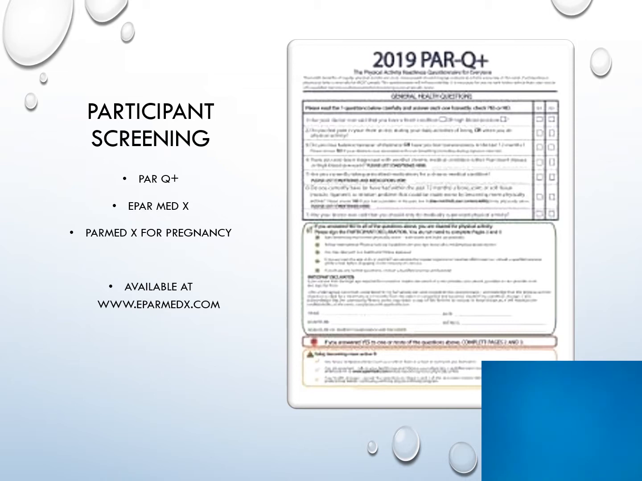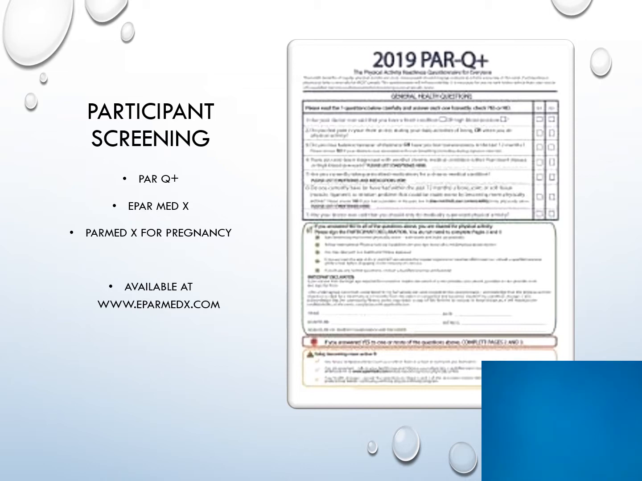This picture may be a little bit fuzzy, but we want to make sure that we talk to people about the PARQ Plus. Some of the facilities here in Winnipeg have a poster up on the wall as participants walk in, and they're expected to read the poster, determine if they are apparently healthy by answering no to all the different questions. That helps you to figure out if your people have been screened for physical activity.